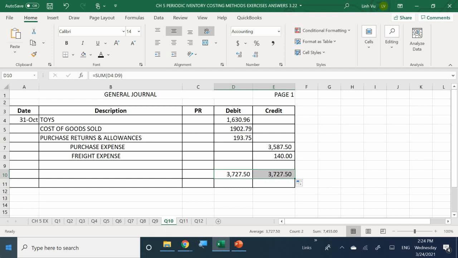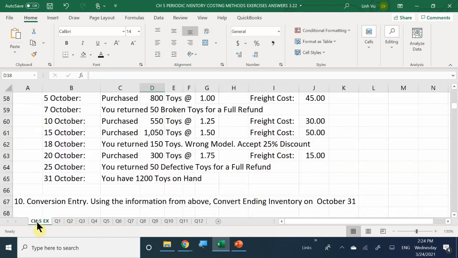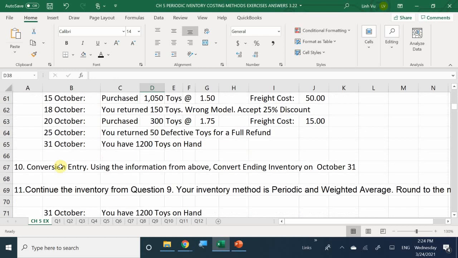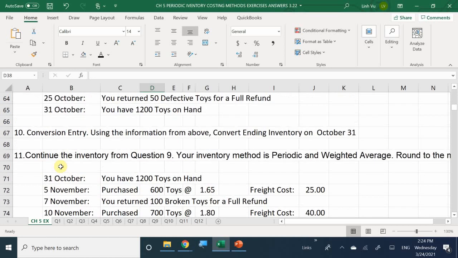So let's go ahead and look at the next scenario. Is everyone okay with doing the weighted average? Sounds good. Okay. Once again, I want to do the worksheet with no colors because there's no purpose to use them. So let's look at question number 11. We're going to continue on the inventory from question number 9. Your inventory method is still periodic and it's still weighted average. Round to the nearest penny.